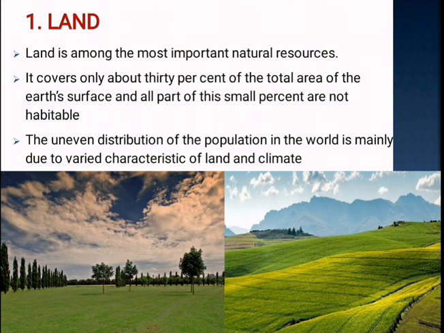First, land. Land is among the most important natural resources. It covers only 30% of the total area of the Earth's surface, and not all parts of this small percentage are habitable. 90% of the world population occupies only 30% of the land area. The remaining 70% of the land is either sparsely populated or uninhabitable.